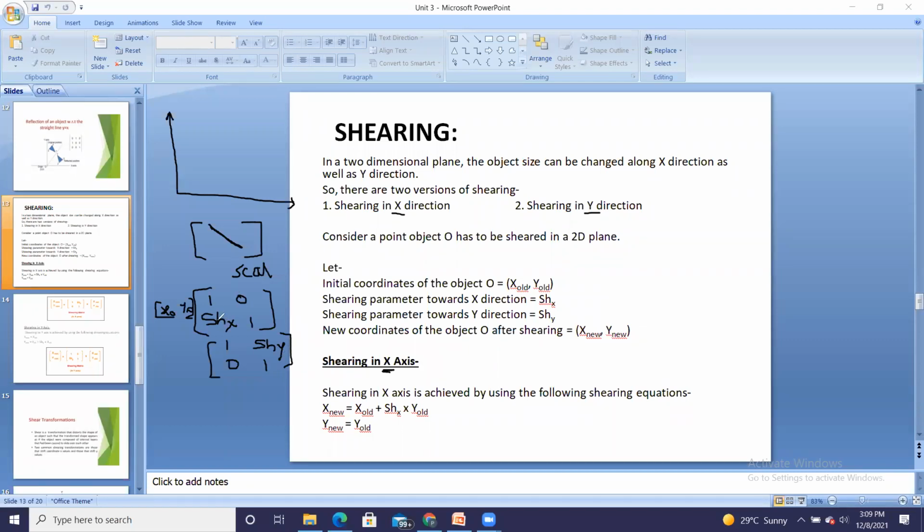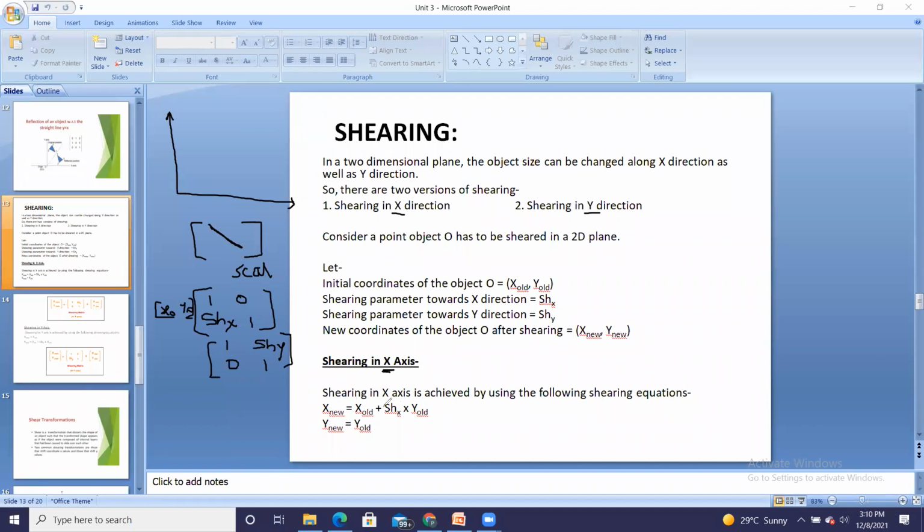Okay, so always remember the off diagonal elements are responsible for shearing, and shearing is of two types: shear along x-axis, where some amount is getting added into the original x, and shearing along y-axis, where some amount is getting added into the original y coordinate. So this is called shear along x and shear along y. This is the expression for x new. What is new x? It is original x0 plus SHX into y0, or y old.